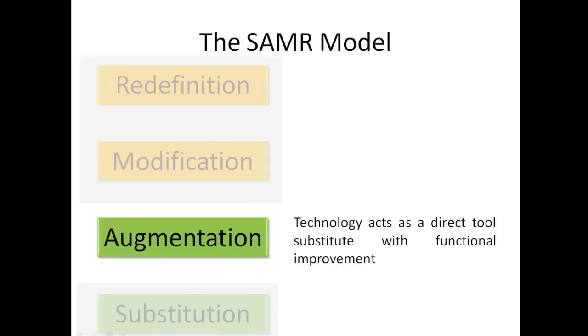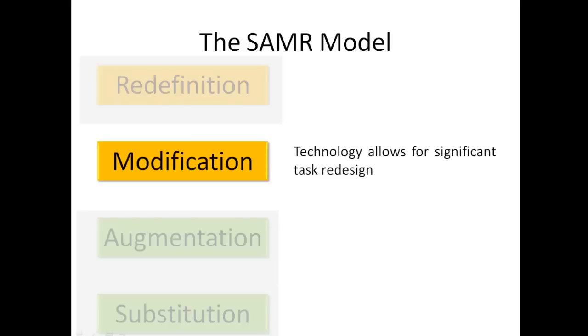Augmentation. This is where technology acts as a direct tool substitute with slight functional improvement. A good example of this is a searchable PDF. You can give your students some documentation to read, and with this search functionality in it, they can search for particular terms and enable them to focus their reading. However, the core teaching and learning activity is barely improved.